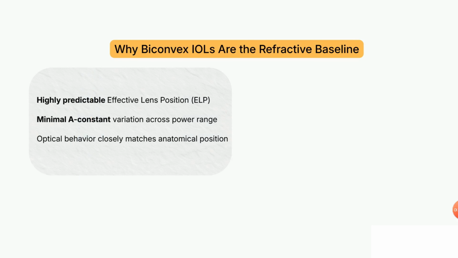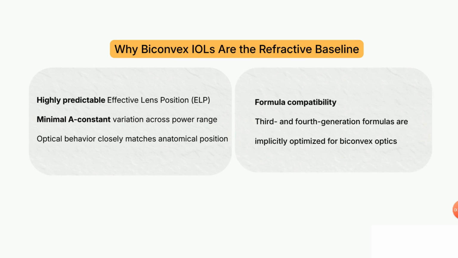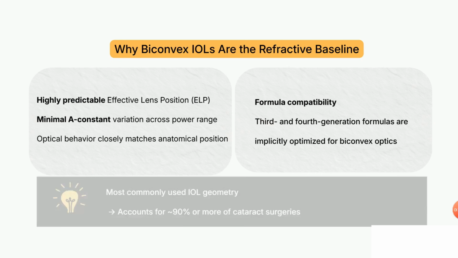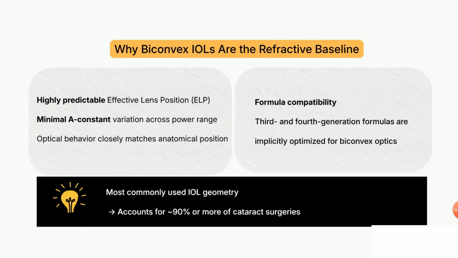They produce highly predictable refractive outcomes, they work well with the standard third and fourth generation formulas, and most importantly, they show minimal variation in A constant across the power ranges. Since the principal plane barely shifts as power changes, the effective lens position remains stable and refractive surprises are also uncommon here. This is why biconvex IOLs are the default workhorse design in modern IOL surgeries.